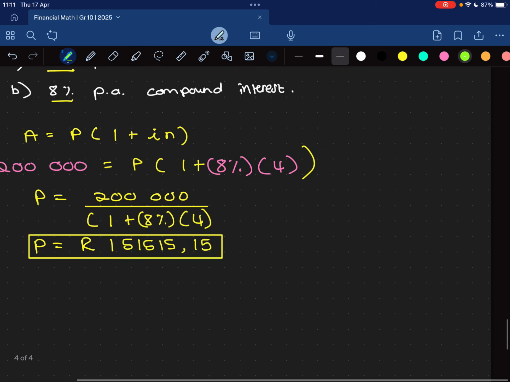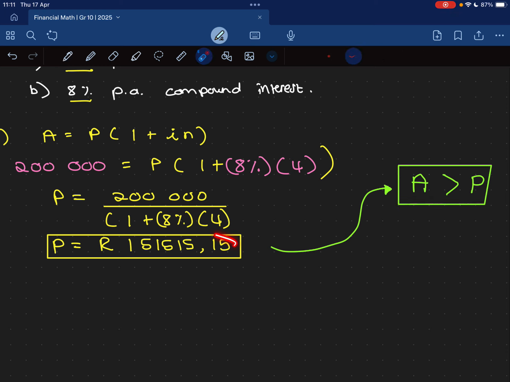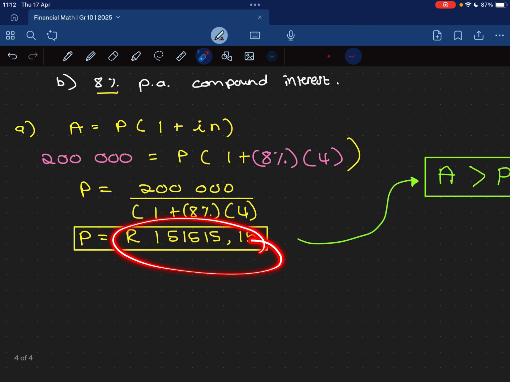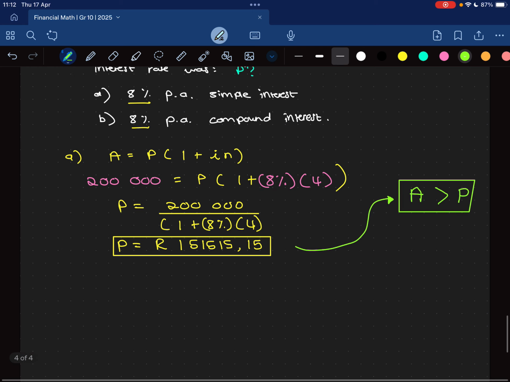So notice that for these questions, as a general rule, so you can actually check, the A value must always be bigger than the P value. Otherwise, you've done something wrong, because remember, money is growing. So if you look here, the P value is 151,000. This one is 200,000. So clearly we are on the right track, that this P value is smaller than that A value. Okay, so just as a general rule, when you are calculating, always remember that.